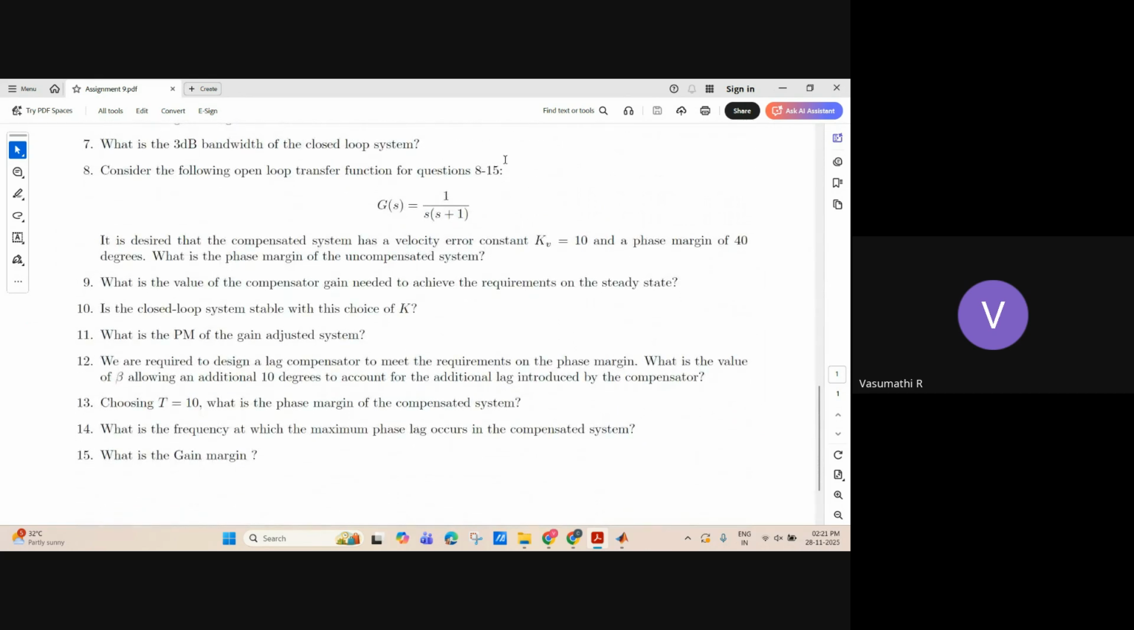Okay, we are going to solve the next set of questions. This set of questions 8 to 15 represents the same question. First, they have given a transfer function, that is the open loop transfer function. It is desired that the compensated system has a velocity error constant Kv equal to 10 and phase margin equal to 40 degrees. Now they have given the criteria. There is no K given in the question, so no need to find any K. We'll just assume K equal to 1 now.